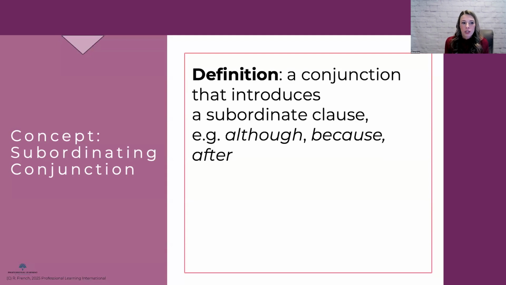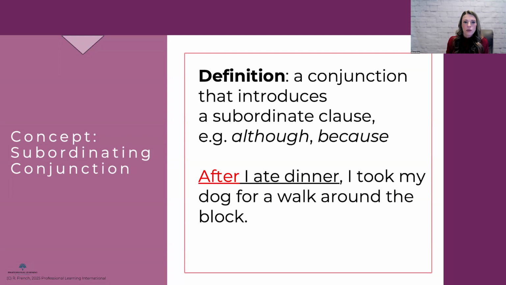Now, what if I do a definition plus some decontextualized examples? Although, because, and after. That helps a little bit, right? You're like, oh yeah, I've written with those. I know how to use those. Okay, what if I give you the definition, several decontextualized examples, and a contextualized example? After I ate dinner, comma, I took my dog for a walk around the block.